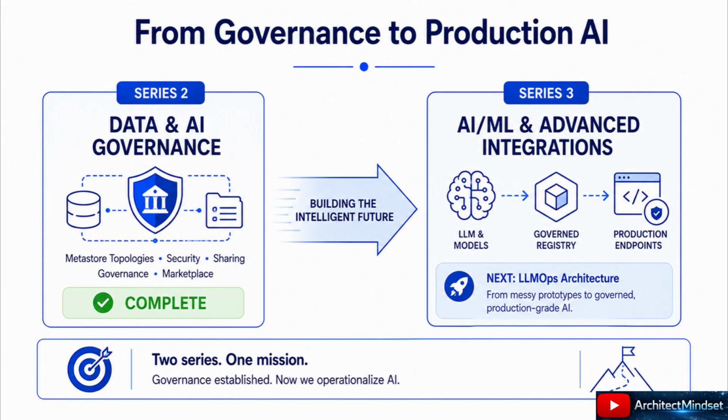Now we step into Series 3, the AI, ML, and advanced integrations. So join me next week for video 27, which is on LLM Ops architecture, where we will explore how to take large language models from messy prototypes into governed, production-grade endpoints using MLflow model serving and Unity Catalog.